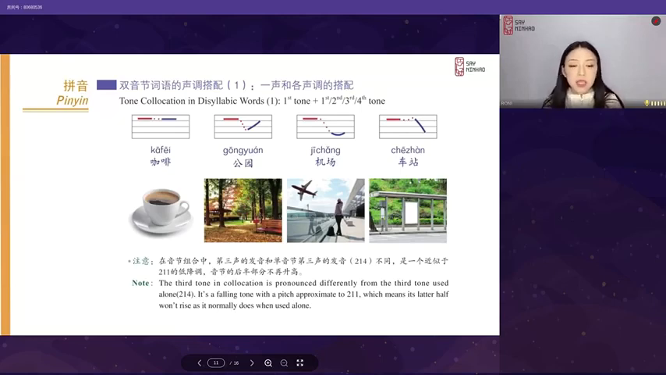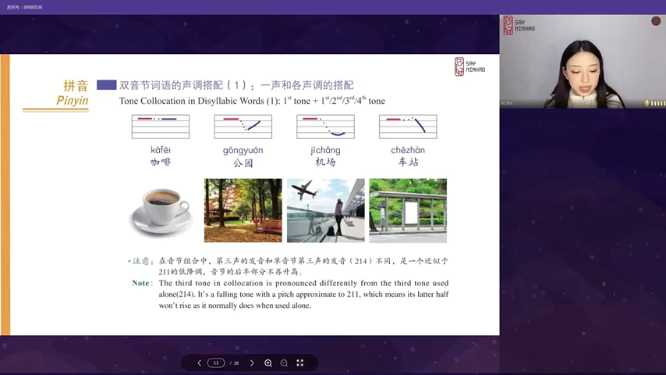Collocation in disyllabic words. Disyllabic words are really important parts in Chinese characters, okay? So if you can read them properly, you can read Chinese really smooth.